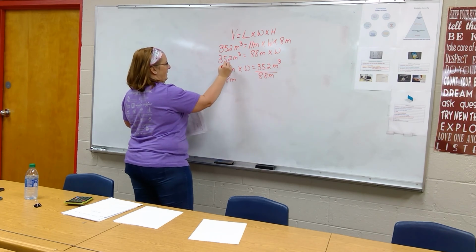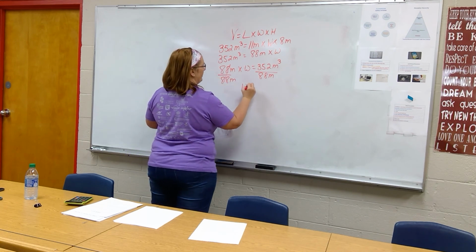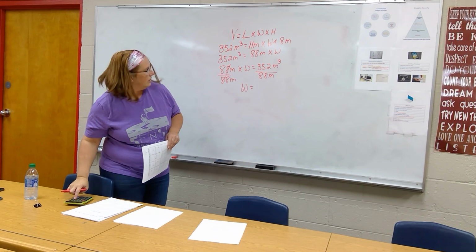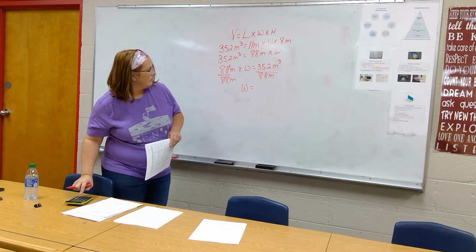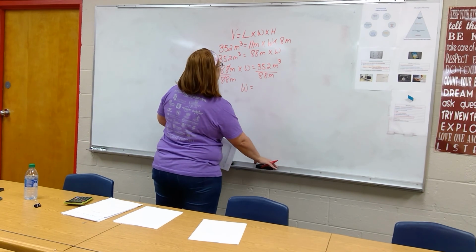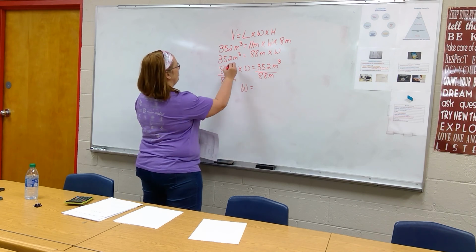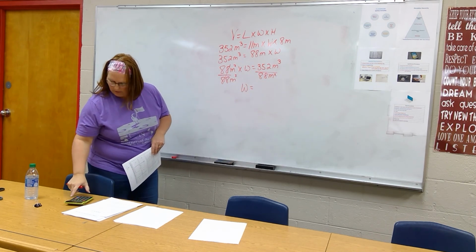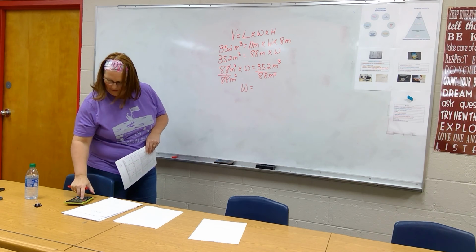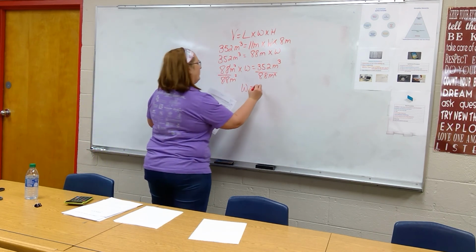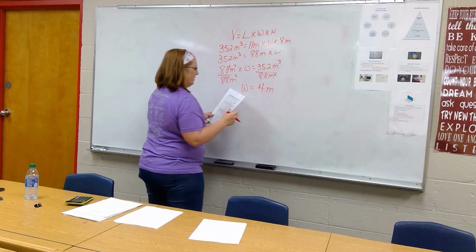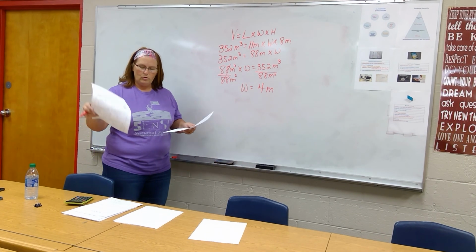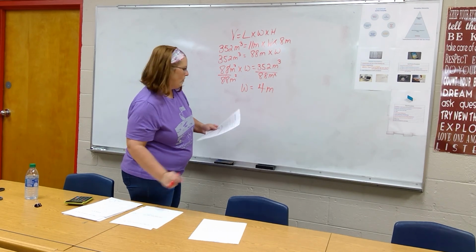88 meters divided by 88 meters is just 1. That leaves us with a W. 352 divided by 88, this should have been squared. 352 divided by 88 equals 4 meters. So our width is 4 meters. Then you can work through the rest of those. It's just using the same formula that we've been using before.